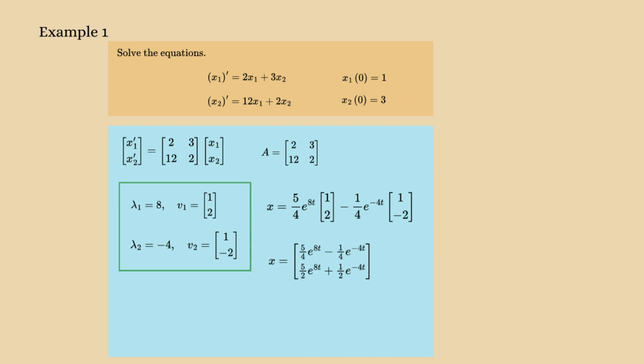Recall that our definition of x is actually a column vector x1, x2, so we can replace x by x1, x2, and this is our final answer because we know that our x1 should be equal to 5 over 4 exponential 8t minus 1/4 exponential negative 4t, and similarly our x2 is equal to 5 over 2 exponential 8t plus 1/2 exponential negative 4t.